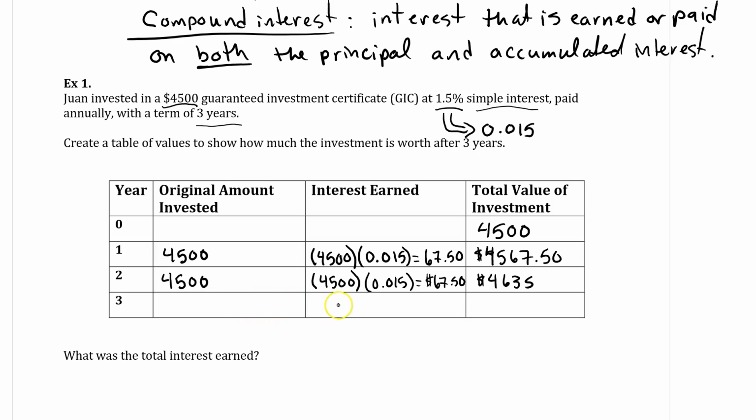We don't even have to do any of this fancy work here. What do you think this is going to be? We're just getting the interest on the original investment. We know that the original investment is $4,500 and the interest earned is going to be $67.50. So we can just add that $67.50 to the value of the investment after 2 years, and we get $4,702.50. This is the amount that it is worth after 3 years.